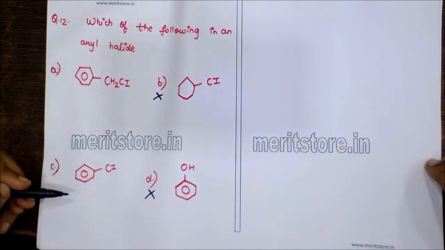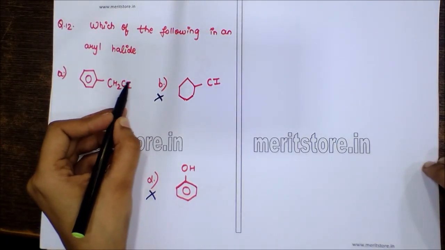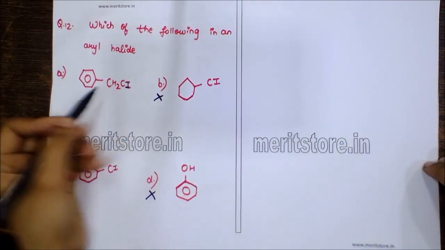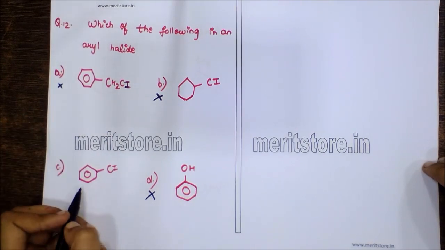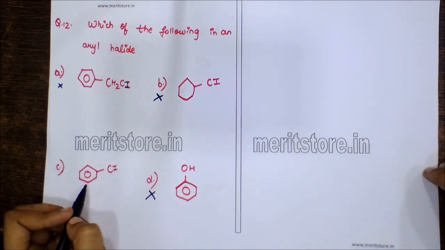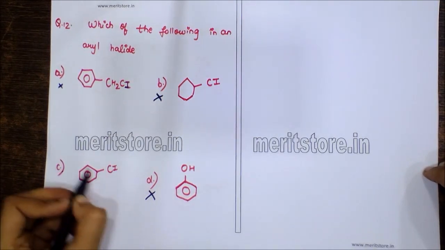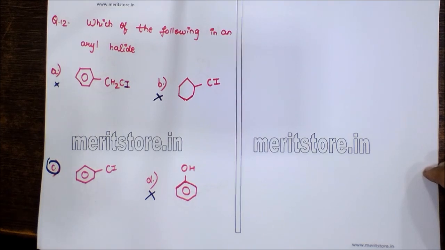So we have option A and option C. Over here, this halogen is attached to the compound, but it is not directly attached to the ring. Therefore, it won't be. And this is my correct answer. This is my aryl halide, as the halogen is directly attached to the carbon of the benzene ring. Option C is the correct answer.